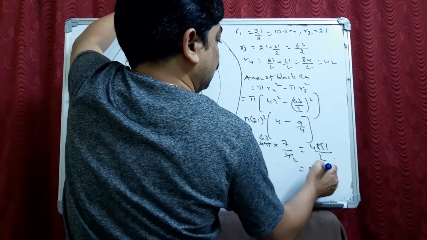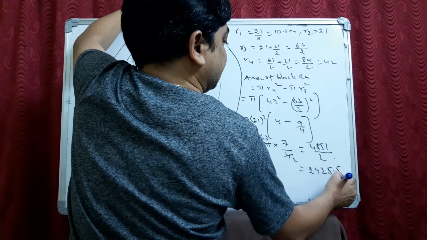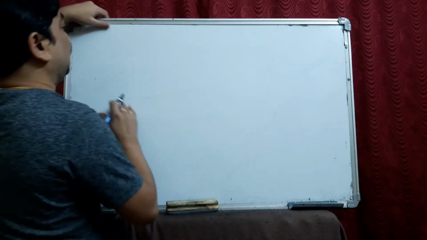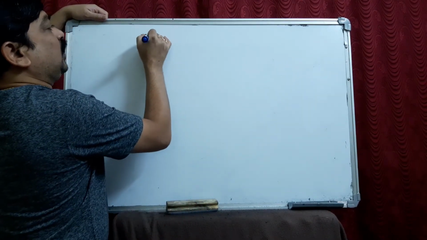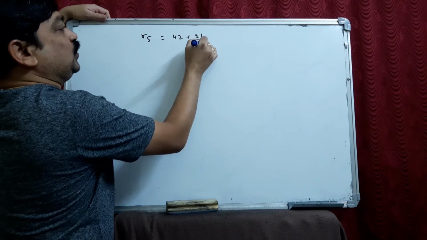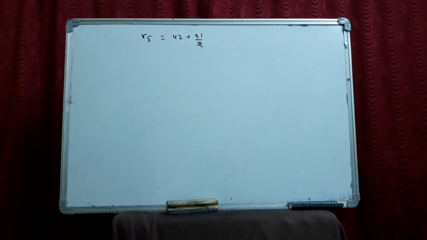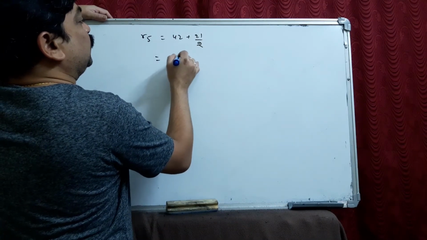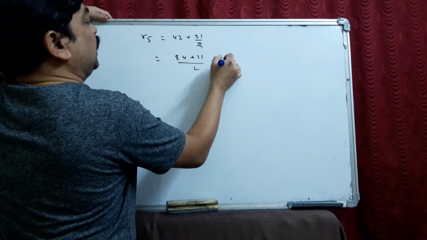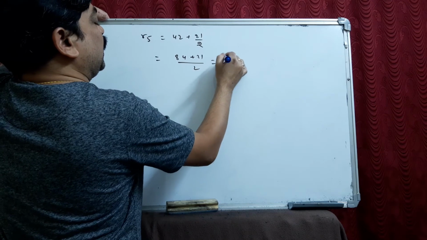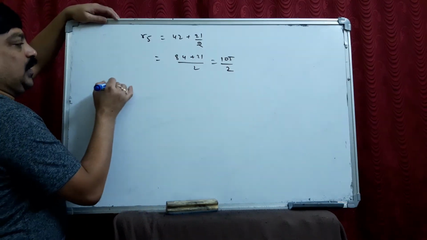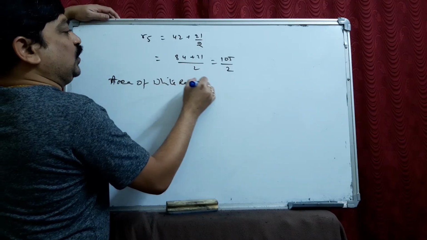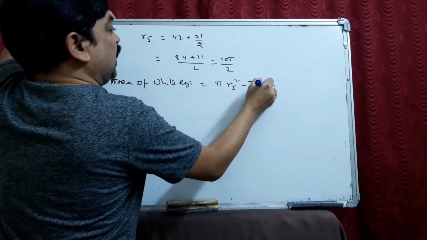It becomes 2425.5 centimeter square. Okay. See, for the last one, R5 will be 42 plus 21 by 2. It becomes, taking the LCM, 105 by 2. So the area of white region is equal to pi R5 square minus pi R4 square.